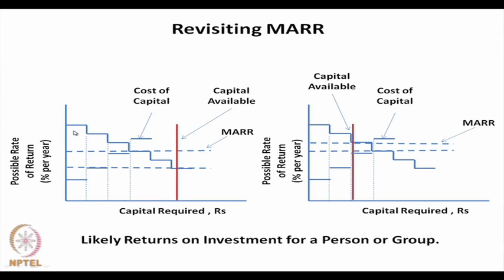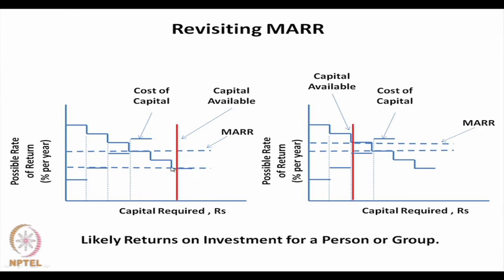Then if he has some more money, he would invest in the next project giving the next highest rate of return. Then he would select the next project with the next highest return, provided he has sufficient money. Like that, he will continue till his money is exhausted. So, in this case, a possible minimum attractive rate of return could be this one.